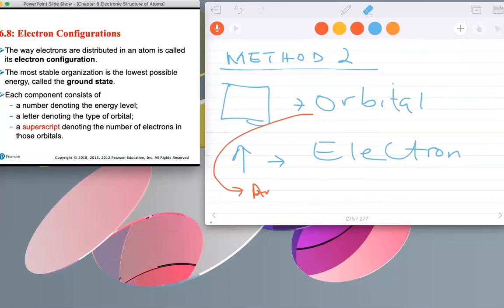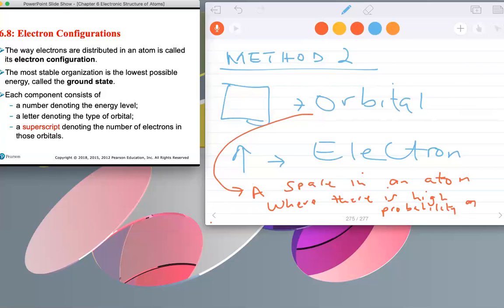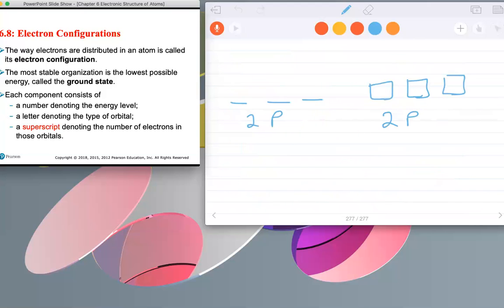this is defined as a space in an atom where there is a high probability of finding an electron or finding electrons. Where do you find electrons? We call that an orbital. And an orbital takes a maximum of 2.